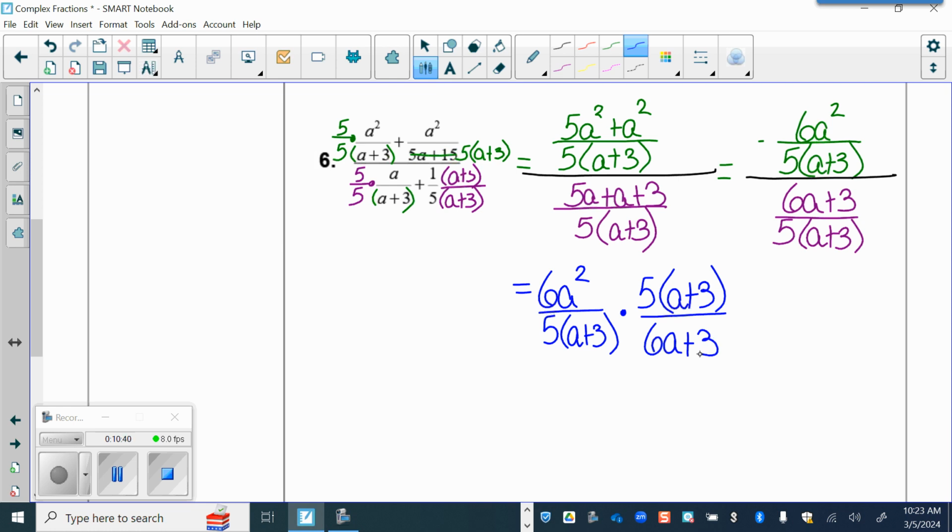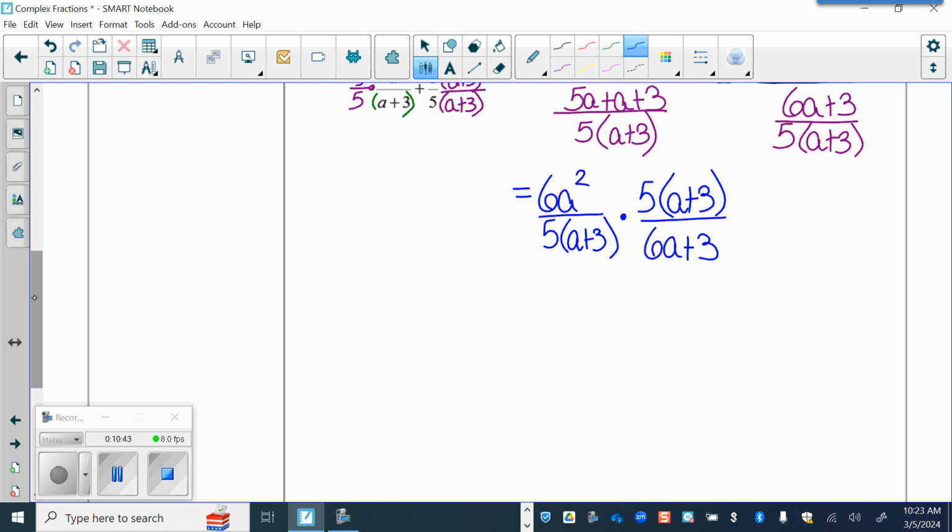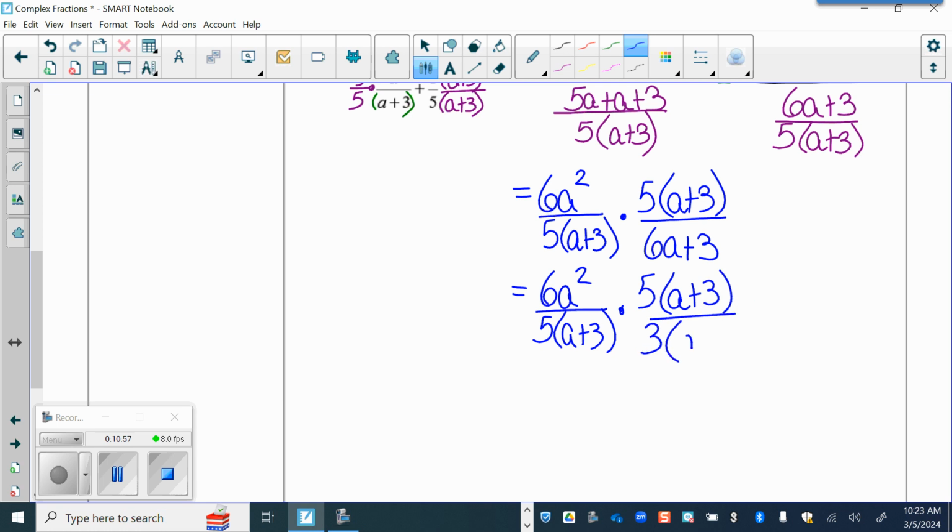I need to factor. Let's see. 6a squared over 5a plus 3 times 5a plus 3. I can pull out a GCF of 3, 2a plus 1. Now for the good part. A plus 3s are gone. 5s are gone. 3 goes into 3 once. 3 goes into 6 twice. I have 2a squared divided by 2a plus 1.